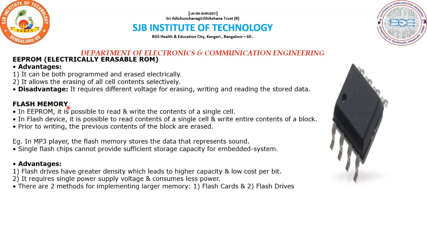So flash memory. In the EEPROM, it is possible to read and write the content of a single cell. In the flash device, it is possible to read the content of a single cell and write the entire content of a block. Prior to writing, the previous content of the block should be erased. For example, an MP3 player or flash memory stores the data that represents the sound. A single flash chip cannot provide sufficient storage capacity for an embedded system.